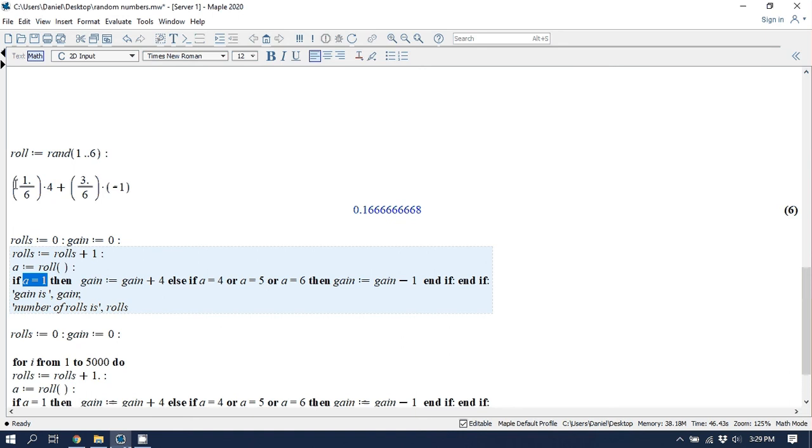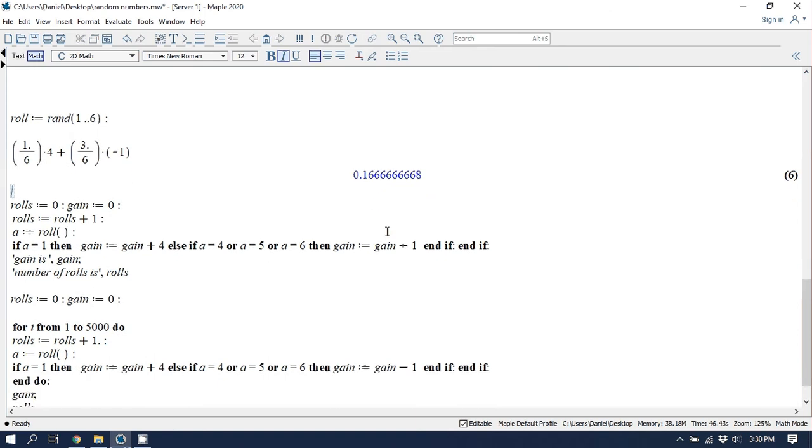So the contribution to the expected value is 1/6 times 4, because the probability of rolling a 1 is 1/6. If you roll a 4, 5, or 6, let's say you stand to lose $1. The probability of rolling a 4, 5, or 6 is 3/6. For the other numbers, 2 or 3, you don't gain or lose anything, so we don't even put them in the expected value. So 1/6 times 4 plus 3/6 times -1 is approximately 0.16 or 0.17. That's the expected value. Let's see what happens if you run the game several times.